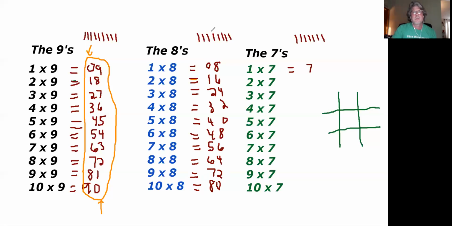But the pattern is, if you look, it goes 0, 1, 2, 3. But notice how the 4s repeat. 4, 4, 5, 6, 7, 8. And it only counts up to 8. So it only goes from 0 to 8, but you're counting the 4 twice. So 0, 1, 2, 3, 4, 4, 5, 6, 7, 8.